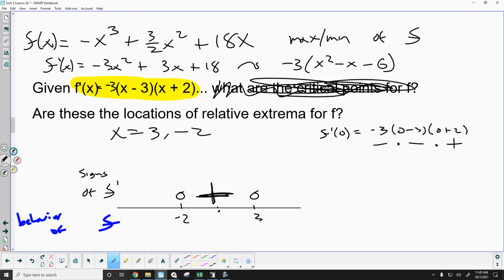All right. Now tell me, what's going on at negative 2? What's going on at 3? Do we have maxes or mins or neithers? No, that's good. That looks good. Check.